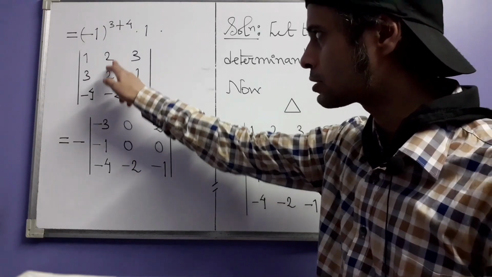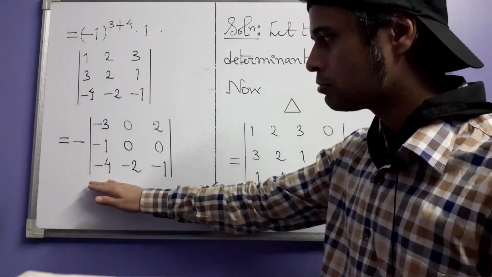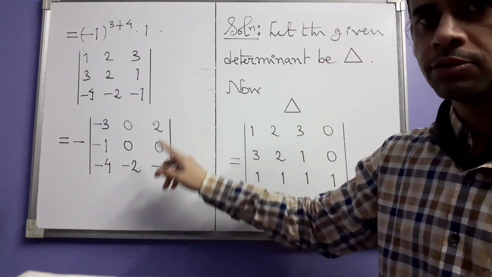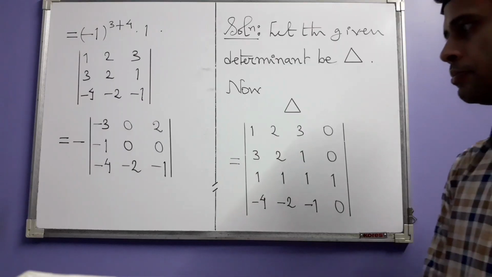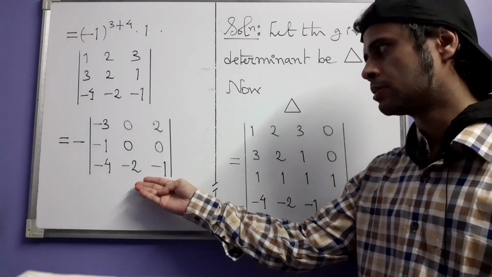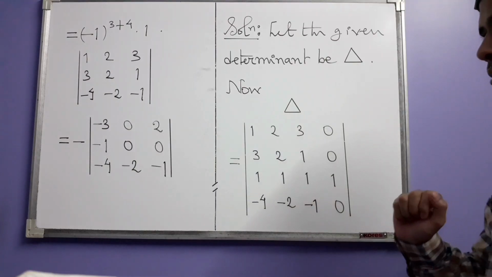Although originally we just observed that here we can create zeros. Because we have used the third row to do these operations, the third row remains as it is. So now how can you think of expanding this one just like you expanded this one?